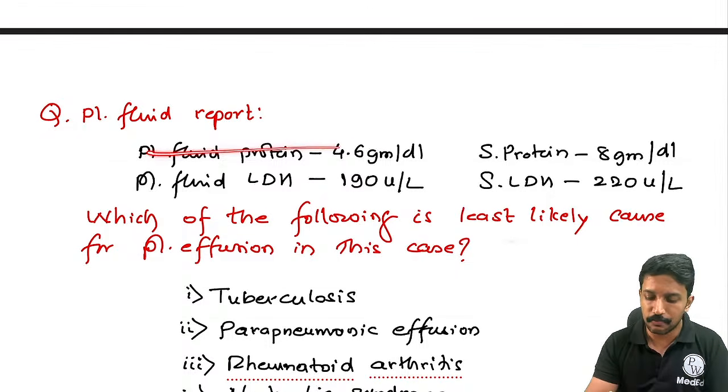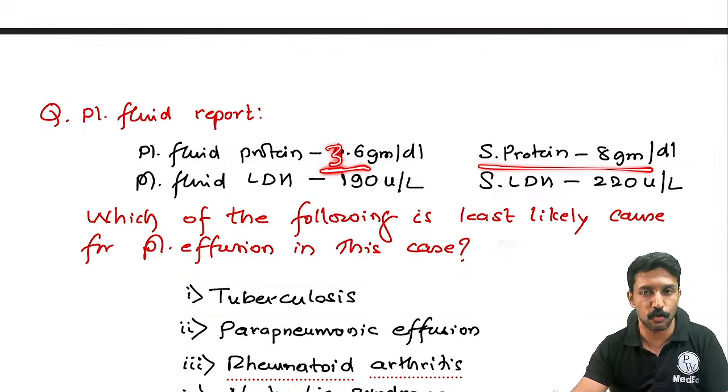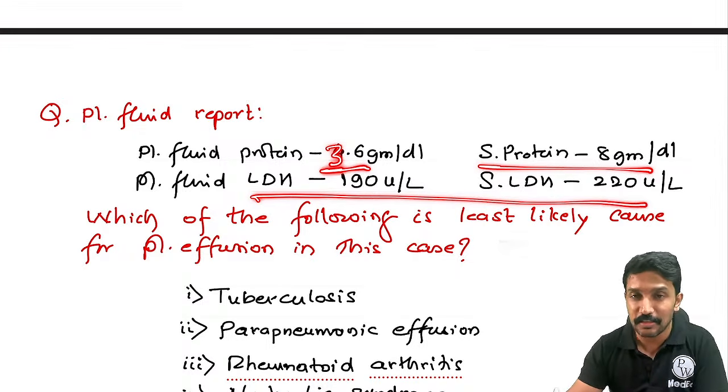Let us say that this information is not there or this did not satisfy. Let us say this is 3.6. Definitely the ratio will be less than 0.5. Then we will apply the next criteria.